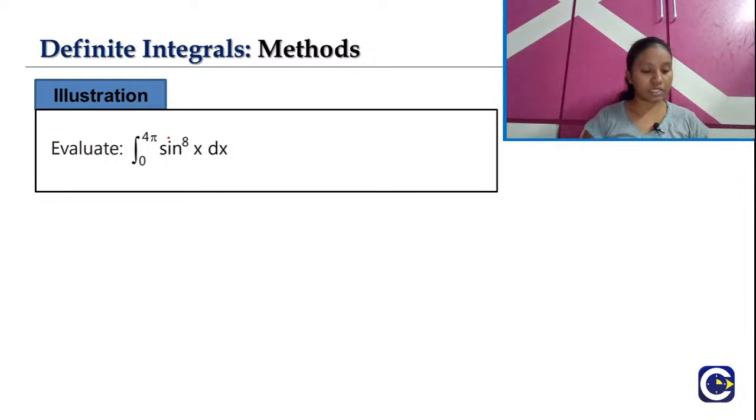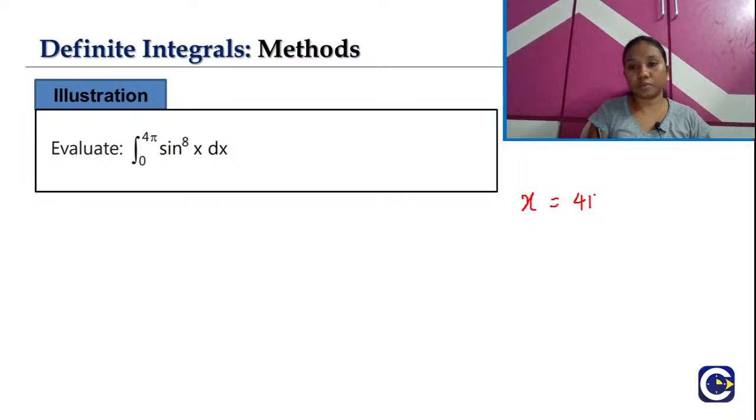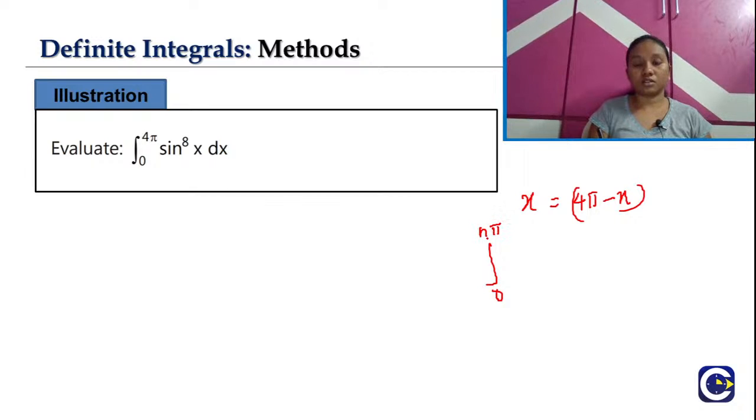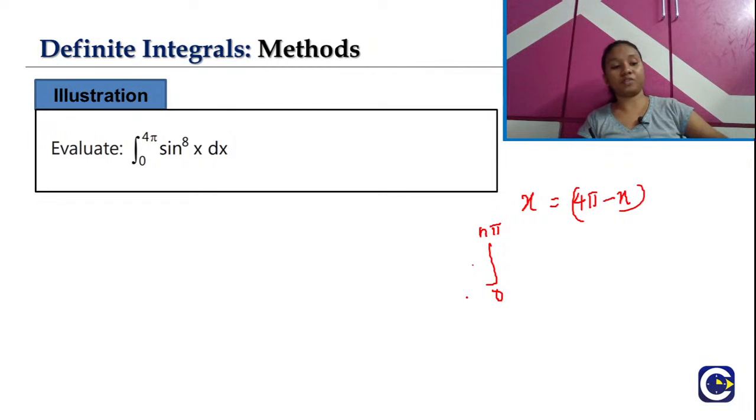Did anyone get the idea how to convert this? We have the property, right? In place of x, we can substitute 4 pi minus x, and then we can check if it's giving the same function. We have this format 0 to n pi, so this n will be coming here. That is the property which we have learned.